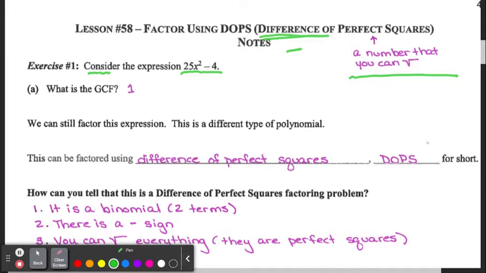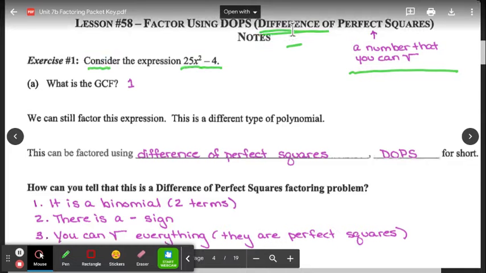So part A says, what's the GCF? Well, the only number that can divide into 25 and 4 is a 1. So 1 is the only common factor. And that doesn't really help us break it apart. It's just the same thing. So if you have a GCF that's a 1, a lot of times in class we'll say, well, there's no GCF, which really means there's nothing that we can do with it. We can still factor. So this is where our next type comes in.